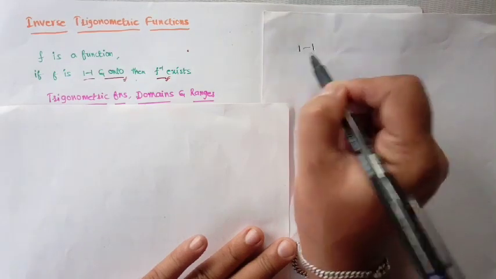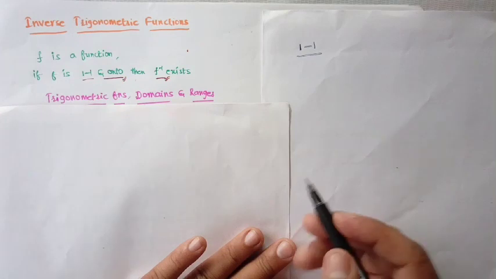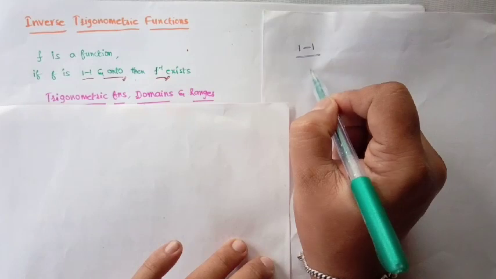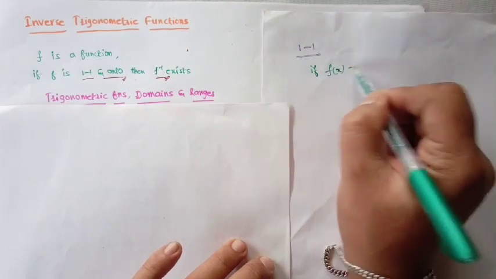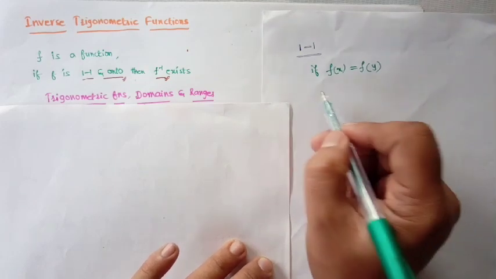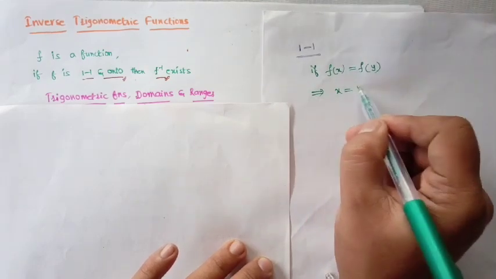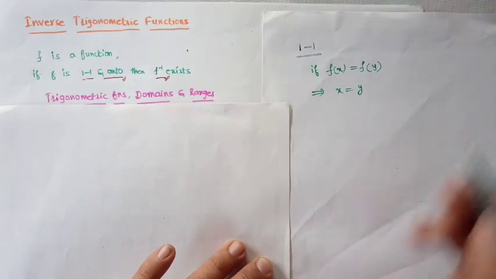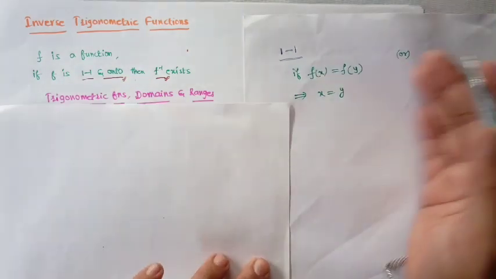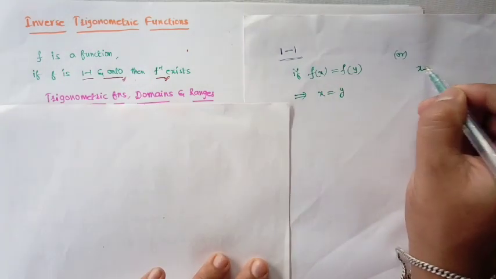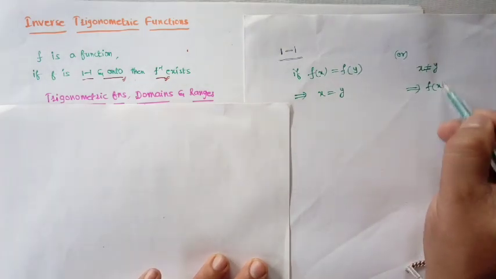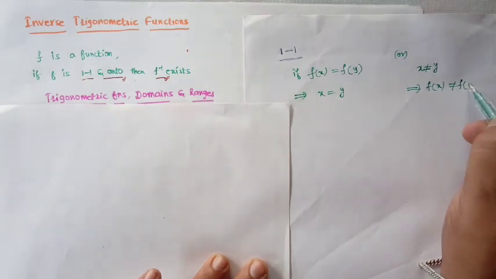Coming to the 1-1: if f of x is equal to f of y, both the images are equal, then their pre-images are also equal. What is the second case? Second case: x not equal to y. Both the pre-images are not equal. This implies their respective images are also not equal.